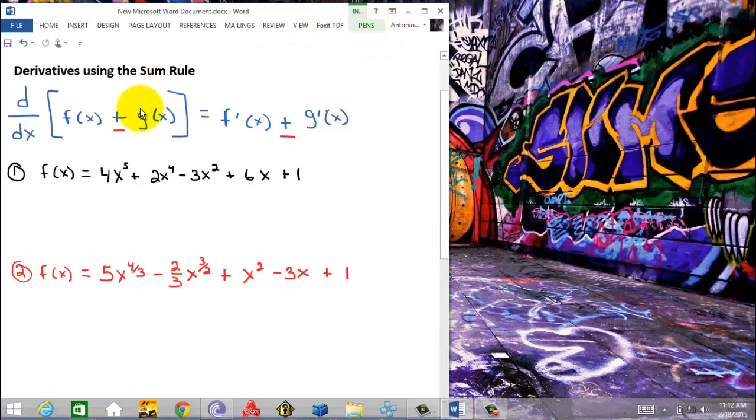Let's start with problem number 1. We're given 4x to the 5th plus 2x to the 4th minus 3x squared plus 6x plus 1, and we need to find its derivative. If you recall, any functions given in this form, we can use the power rule to find their derivatives. So we're going to use the power rule to find each of these derivatives individually, so that we're actually using the sum rule to find the final derivative here. Let's go step by step and see what we come up with.